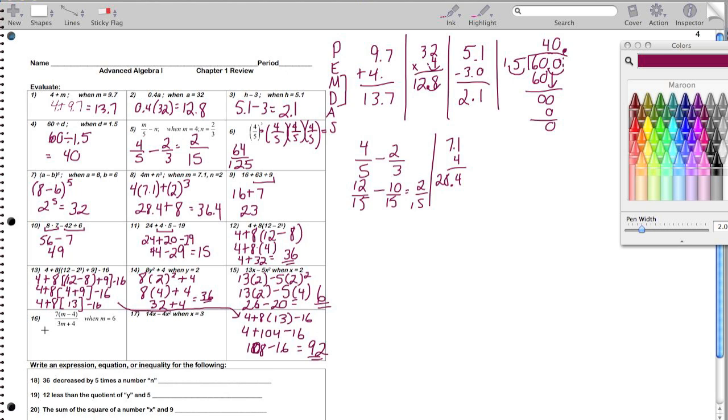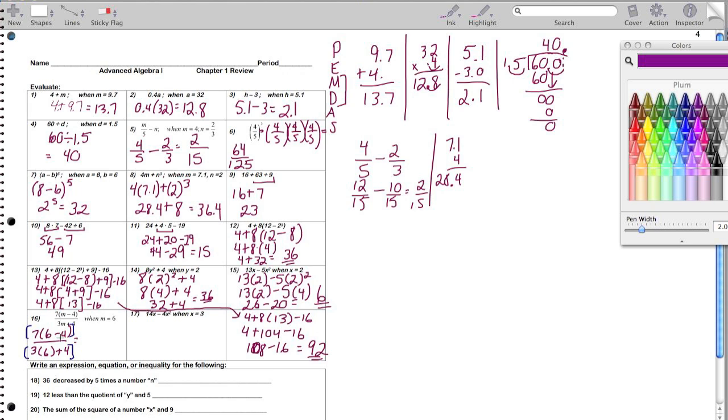Moving on to 16, I'm going to substitute. I get 7 times the quantity 6 minus 4, all of that divided by 3 times 6 plus 4. So when you have dividing, you're going to think of your numerator as one problem and your denominator as another, and then at the very end, you want to divide. It's almost as if there were a set of parentheses or a bracket around our numerator, and a bracket around our denominator. So you have to do each of those separately and on their own.